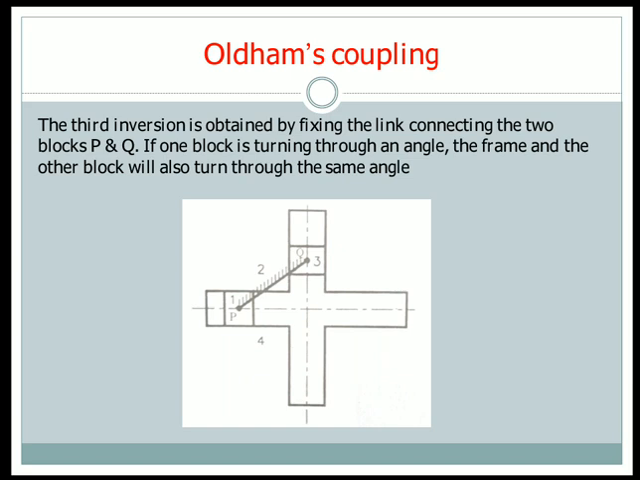Here if one block is turning through an angle, the frame and the other block will also turn through the same angle. Since link 2 is fixed, if either slider 1 or slider 3 is rotating, then the other slider and link 4 also rotate through the same angle. So this is an example of the third inversion, Oldham's coupling. You can see it in the figure.